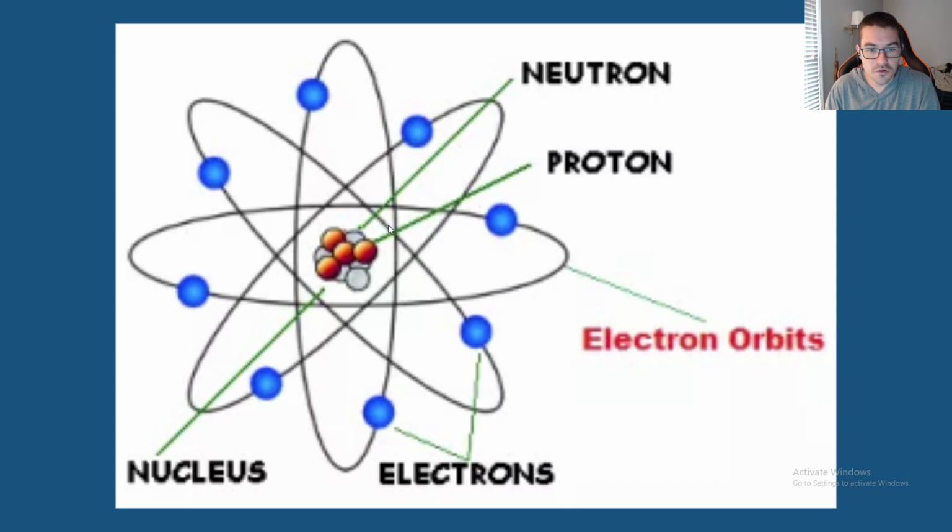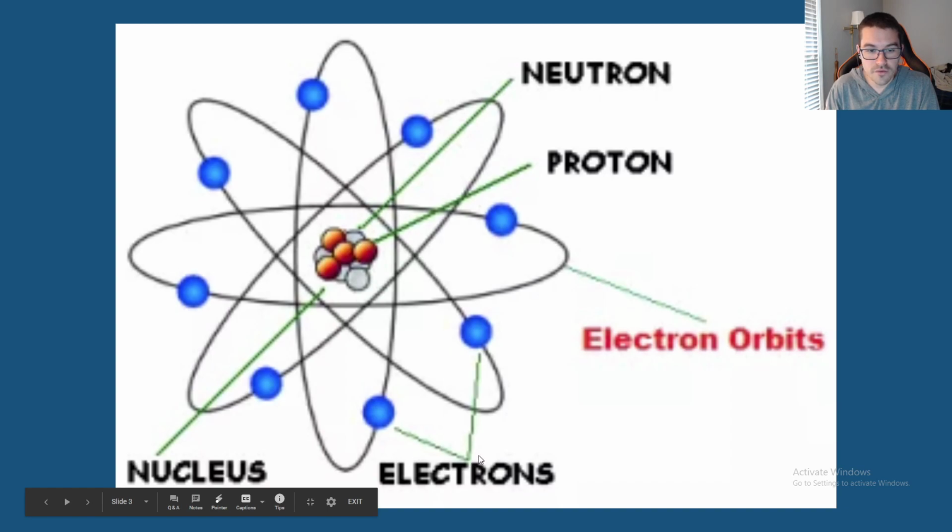In the center of every atom, there is a nucleus, okay? The nucleus is not some sort of separate object. It's just the protons and the neutrons that are sort of together. They are referred to as the nucleus, okay? So really, it's just the protons and the neutrons that are found together in the middle of an atom, and that is referred to as the nucleus of the atom, okay?